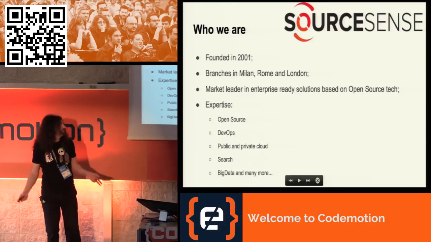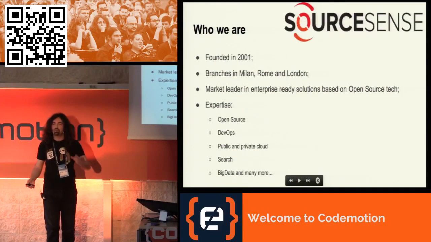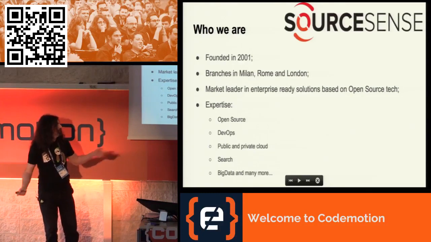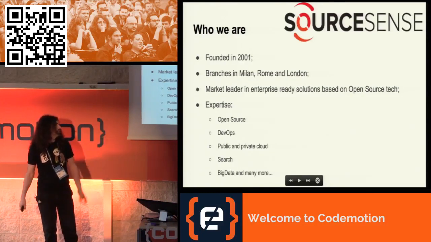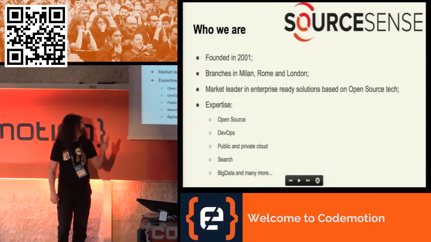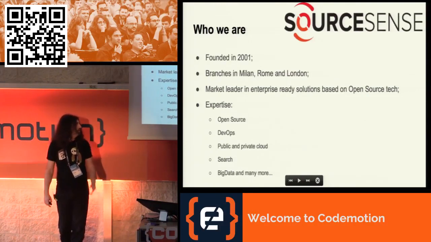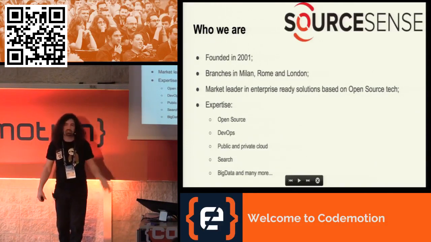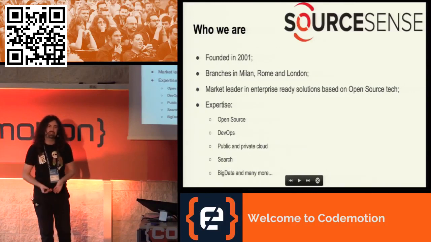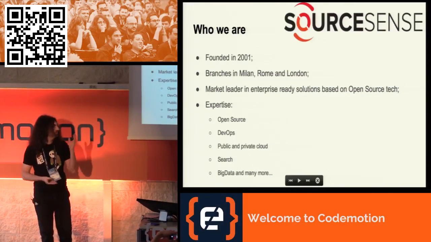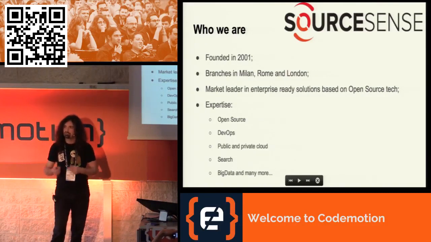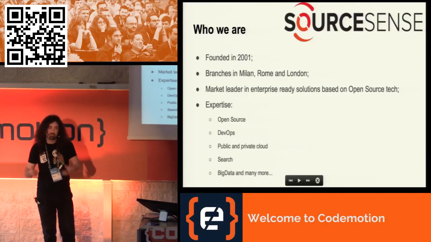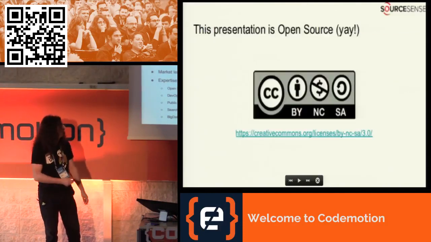So who we are, a brief presentation. We are SourceSense, a consulting company, and we focus on open source software. We just use open source software to deliver enterprise-ready solutions. We have existed for 17 years. We have branches in Milan, Rome, and London. We are experts at open source, DevOps. We build public and private clouds. We also have an edge in data management, like information retrieval, search engines, data crunching, like Spark, and more. We also do system integrations. We are also coders, not only system engineers.